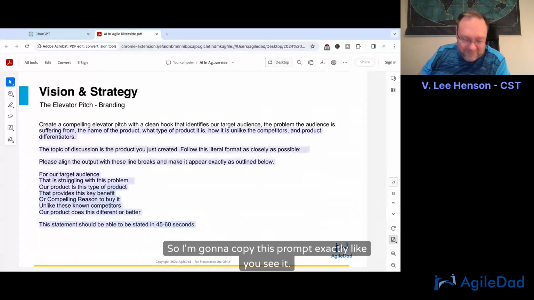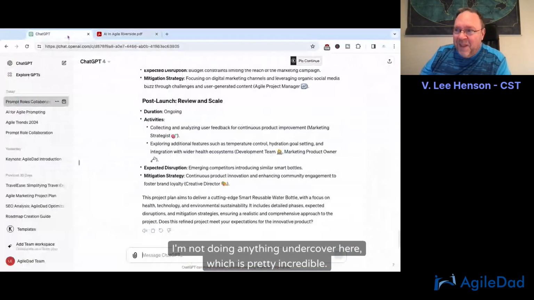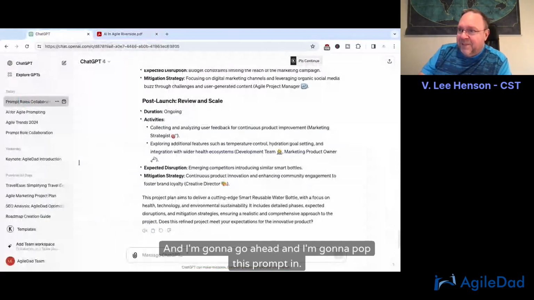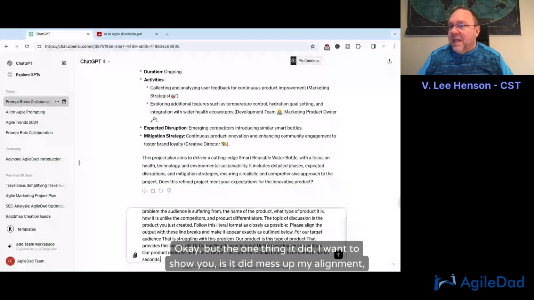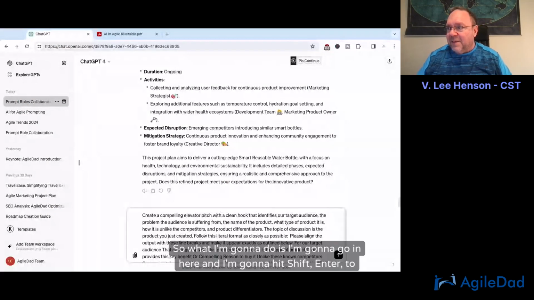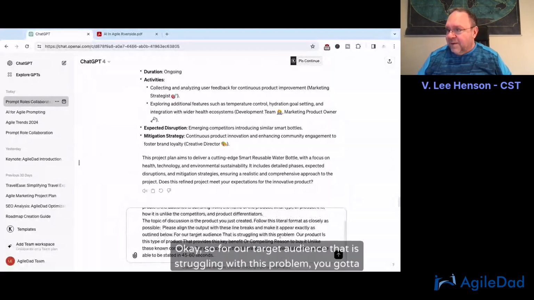So I'm going to copy this prompt exactly like you see it. I'm not doing anything undercover here, which is pretty incredible. And I'm going to go ahead and pop this prompt in. So there it is. But the one thing it did, I want to show you, is it did mess up my alignment, right? So what I'm going to do is go in here and hit Shift Enter to get the line breaks in here.